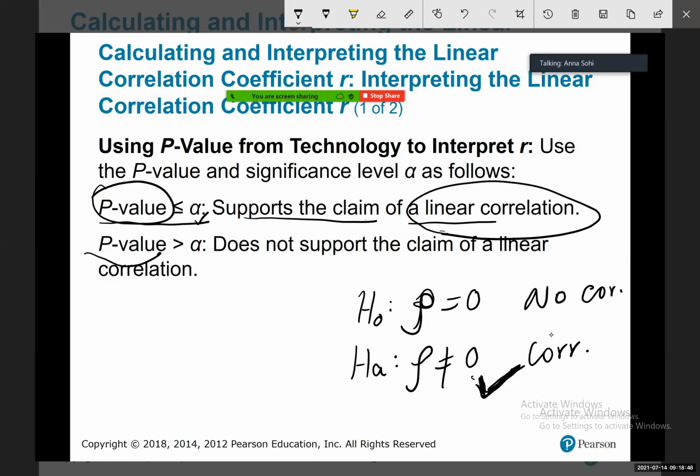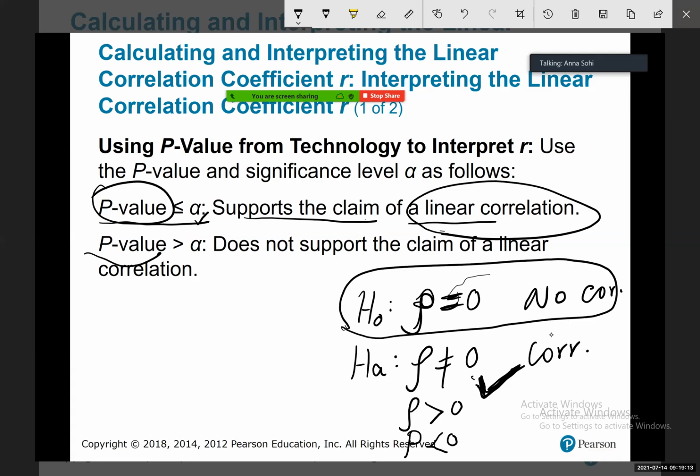So exactly like before, if it's a positive correlation, then we're going to use greater than 0. If it's a negative correlation, we put less than 0. You could have any of the 4. But if it's just correlation or not, then rho equal to 0 is no correlation, which is always the null hypothesis. And then rho not equal to 0, greater than 0, less than 0, is when there is correlation: positive, negative, or just correlation. Any questions so far?